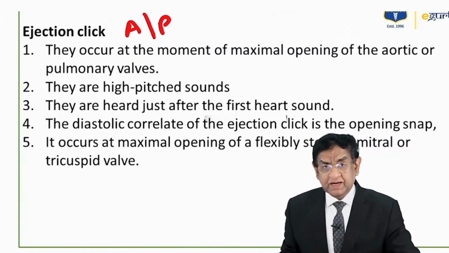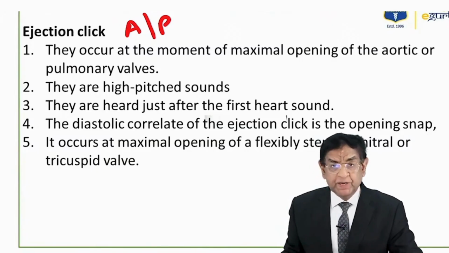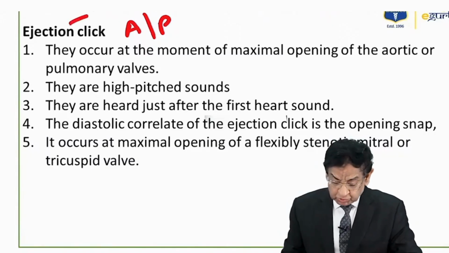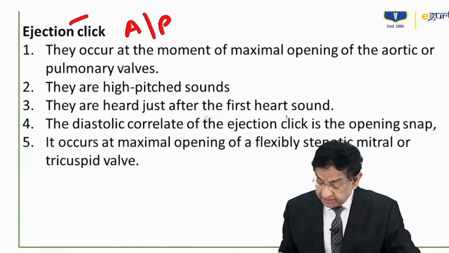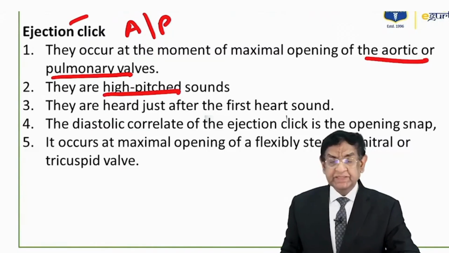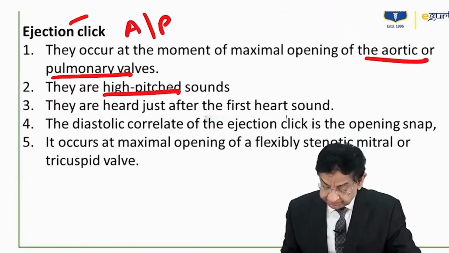Here there is great pressure in the ventricles, and the opening of the aortic and pulmonary valve will produce a sound, the so-called ejection click, due to opening of the aortic and pulmonary valve, high pitch. One thing: opening sounds are high pitch. They are heard just after the first sound.